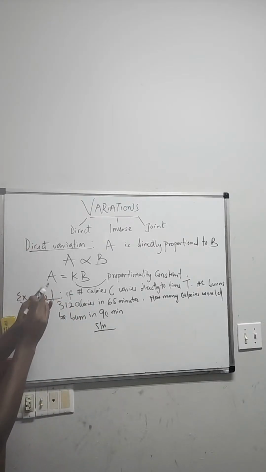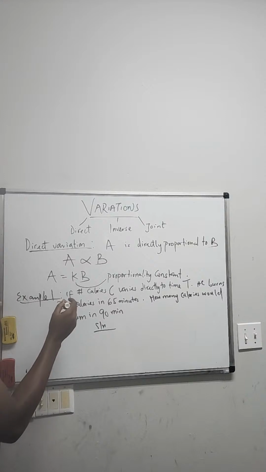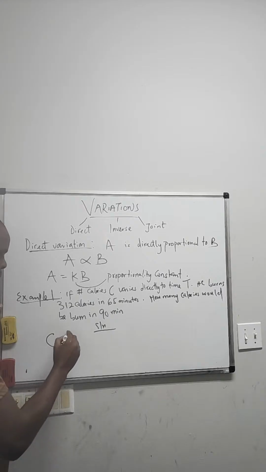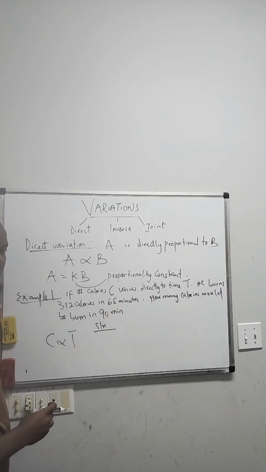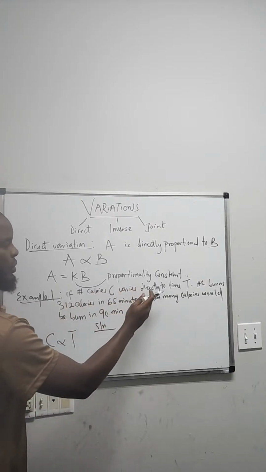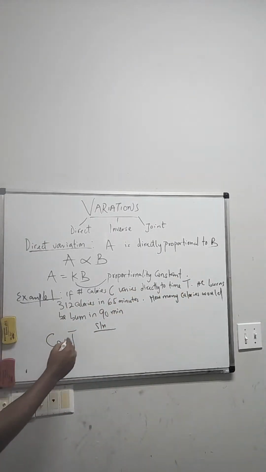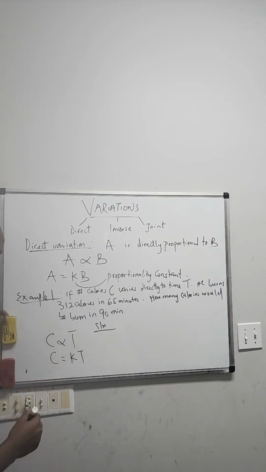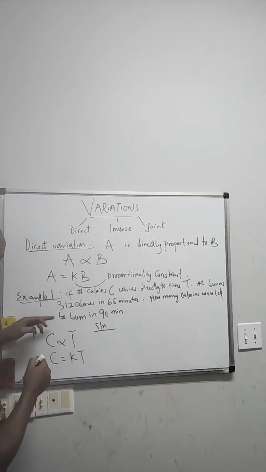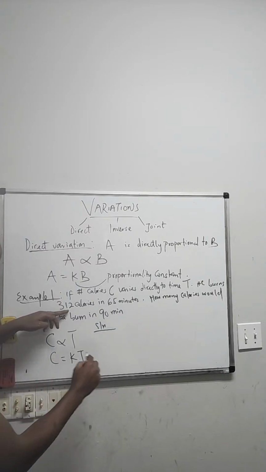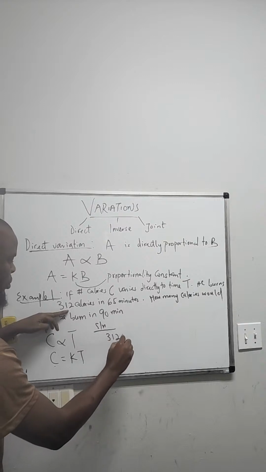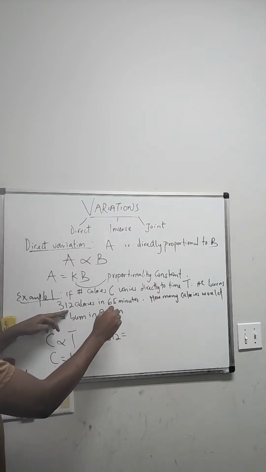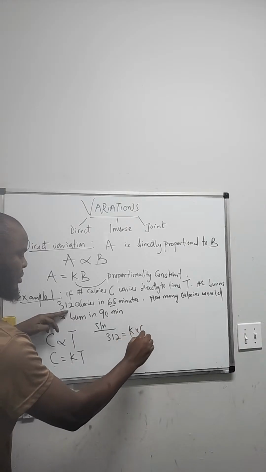we have two quantities, C and T. So the question says, if C varies directly to T, so this is the first sentence. C varies directly to T. Now, you have to rewrite this as C equals KT. I love to use K as my constant. Now, the question says it burned 312. That is, if C is 312, T is 65. It is K times 65.